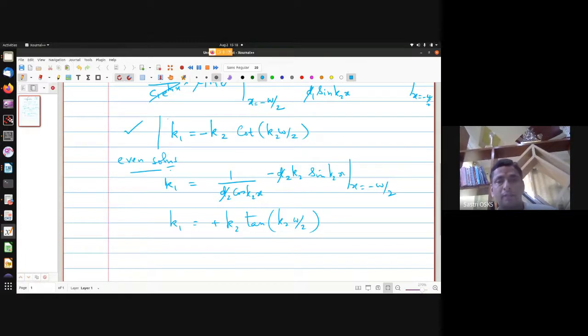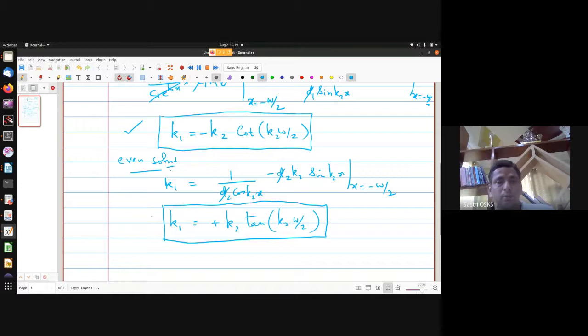Otherwise we spend a lot of time in the class if we don't use this fact that the Hamiltonian operator commutes with the parity operator. So I want you to refer to this book, Quantum Mechanics by Amit Goswami. It's a very good book.